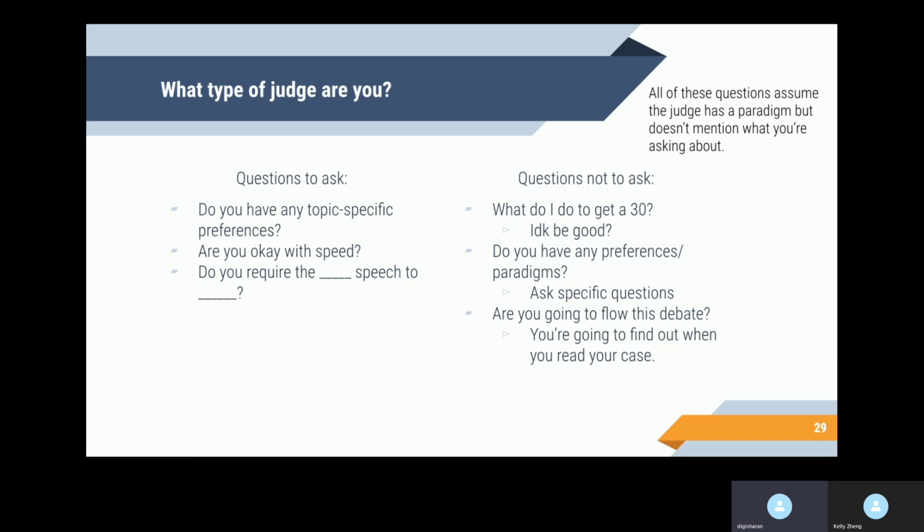The second question that I find pretty annoying, and a lot of judges do, is, do you have any preferences or paradigms? First and foremost, you should be checking Tabroom to see if they have one. If they don't, you should also not be asking this question. You should be asking specific questions like I was saying earlier.